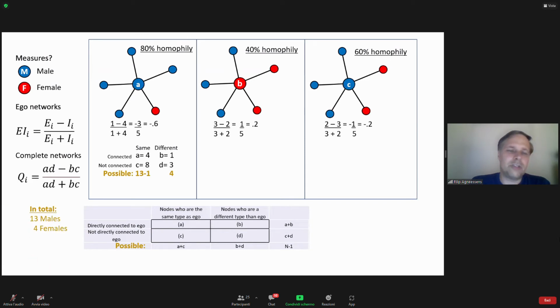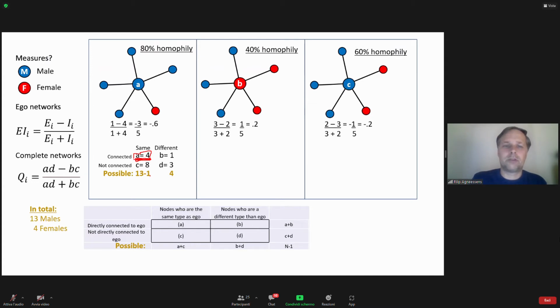What are we actually doing? We're saying this is consistent with homophily, right? If we think about homophily, it's choosing people that are similar to ourselves, that are the same as ourselves. So being connected with someone that's the same as ourselves is consistent with homophily, right?